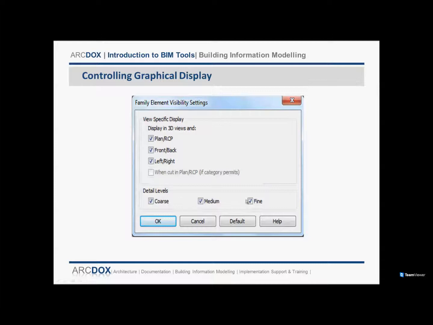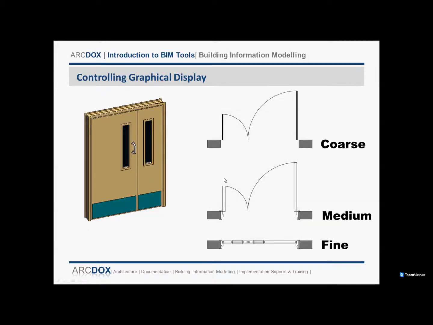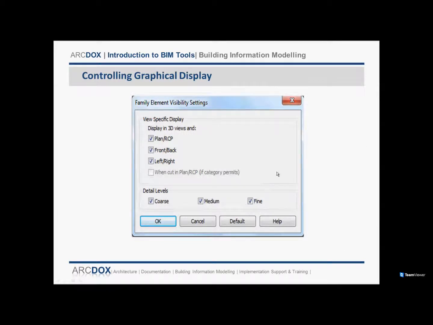Detail levels: coarse, medium, and fine. You can actually tell Revit if you want particular elements to appear in coarse, medium, or fine views, or level of detail within that view. Again, I'm going to actually go into Revit and we'll have a look at that.